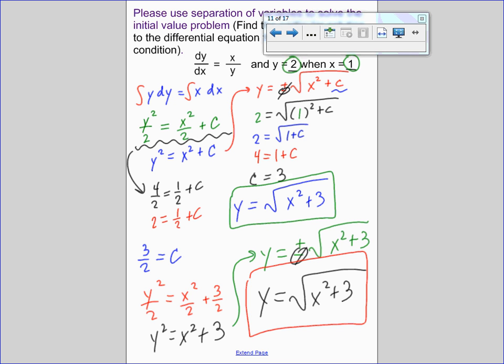So, moral of the story, it doesn't matter where you plug in your given condition, your data point, to solve for the constant. No, you'll get different values of c in the middle, right? If you do it first, you'll have to plug that c back in and then still solve for y.